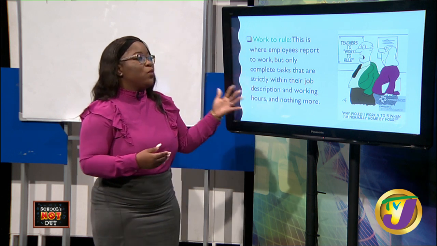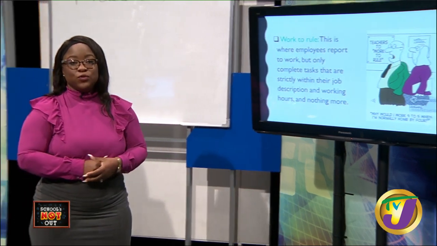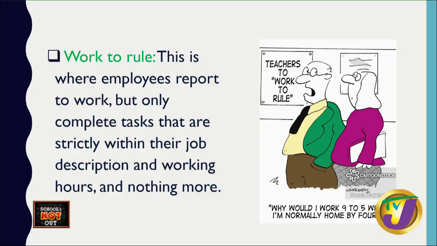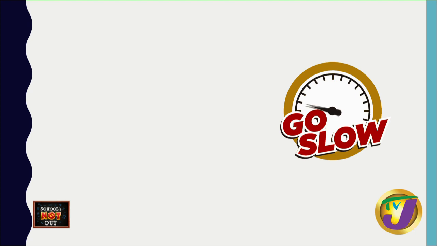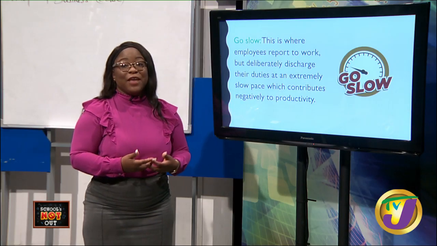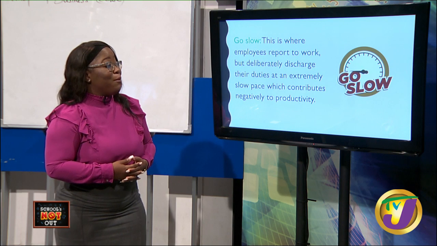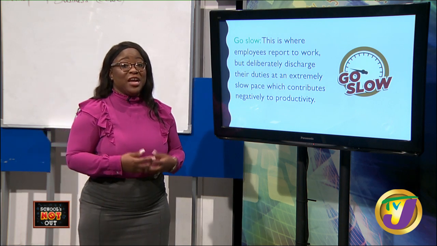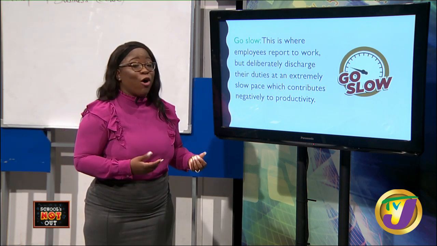So work to rule is one method that employees use to gain some sort of an upper hand in conflict in the workplace. Let's look at another one. Go slow. Now, this is where employees, yes, they show up at work, but they deliberately go at a slower pace, not exerting too much energy to get the job done. So work that they could complete within a day, they may stretch out a little longer.